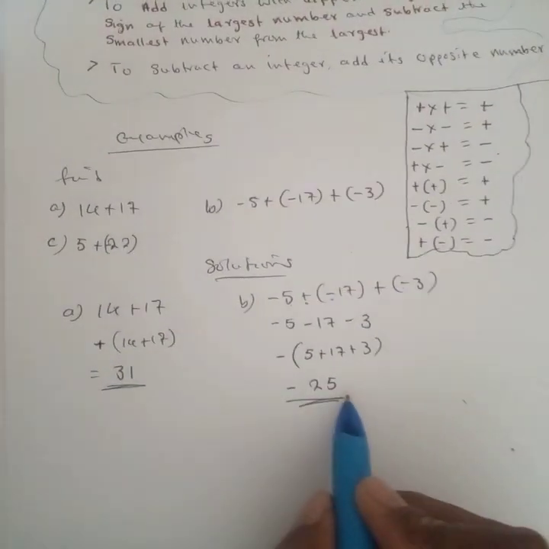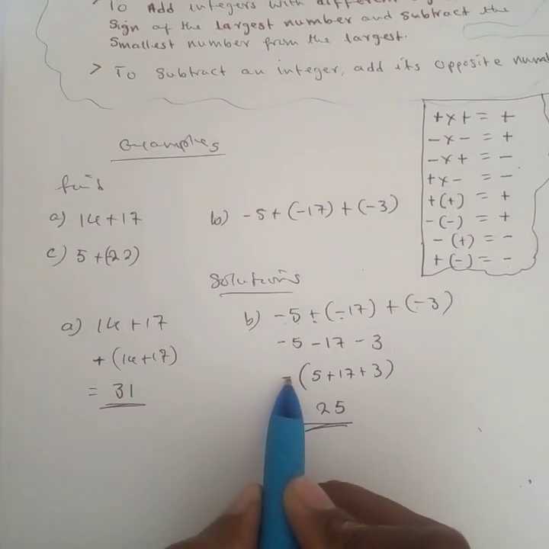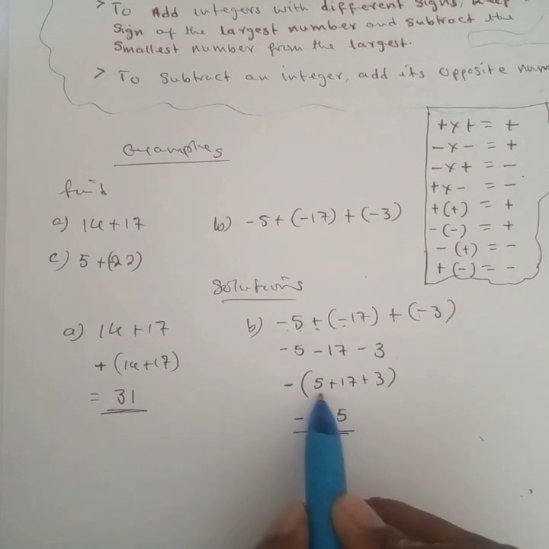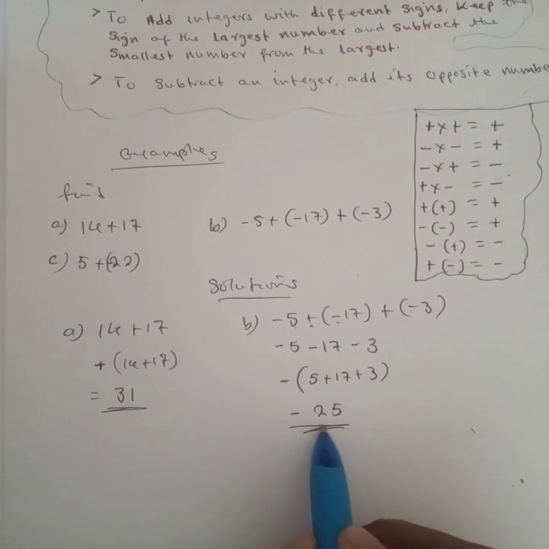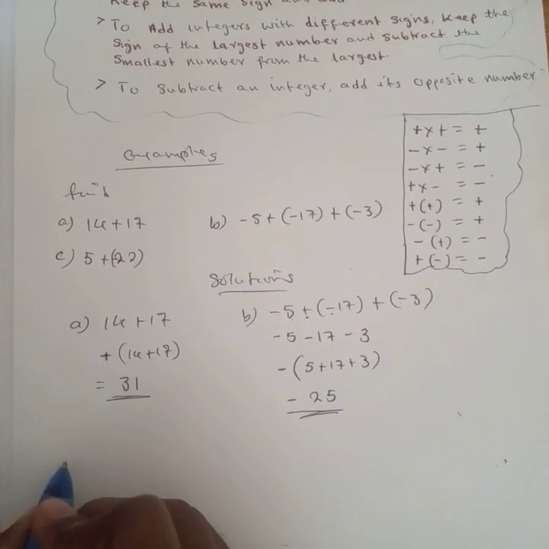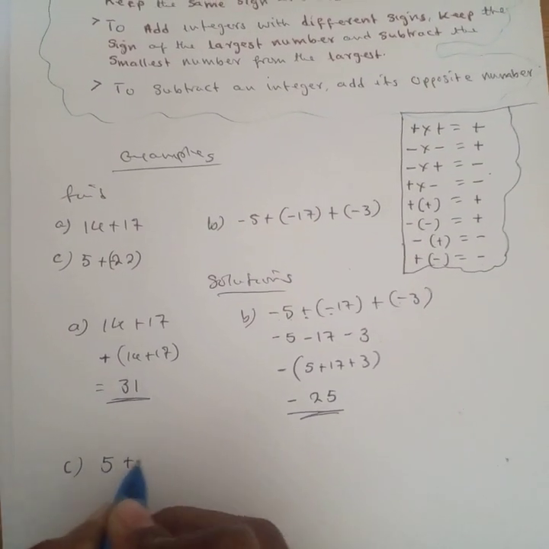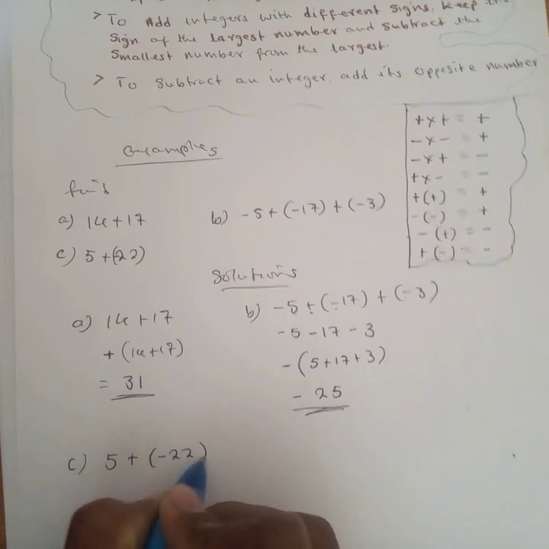So this is how you work out this kind of equation. The signs are the same. We keep the same sign, which is negative, and add the numbers, and we have -25. As simple as that. Then we move on to the next one, C. Our C is 5 plus, open brackets, -22.